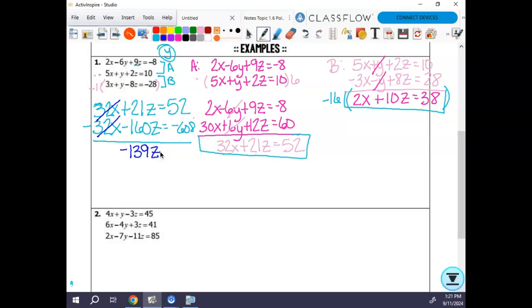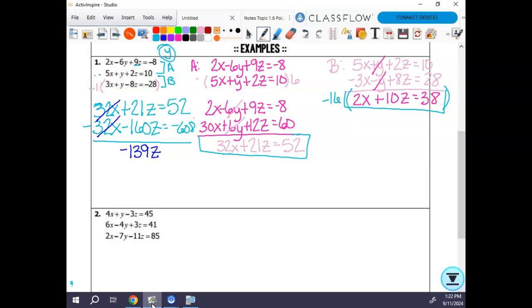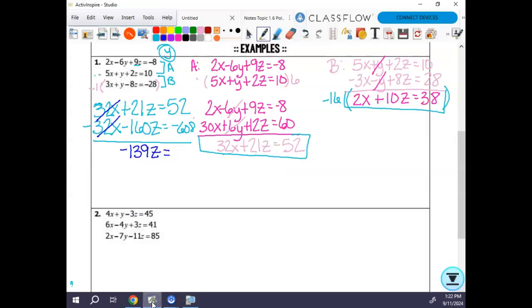Y'all agree with that? 160 minus 21? When y'all are quiet, it scares me because, yeah, 139. Shouldn't make him checking my math here. And then I have 52 minus 608. And that gives me negative 556.